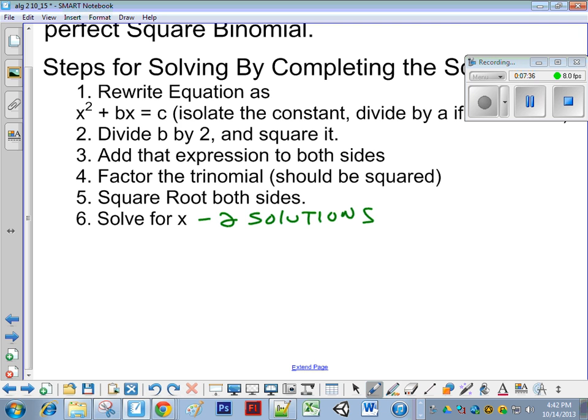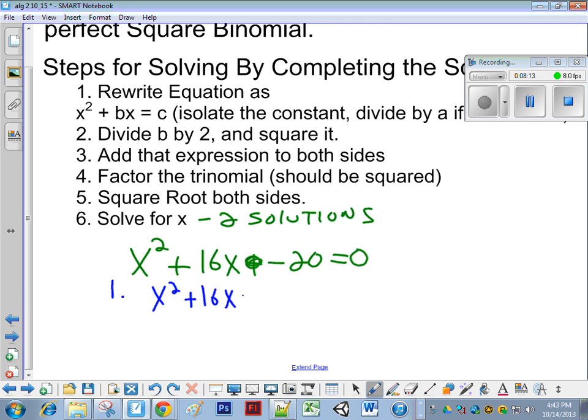So let's do a quick example. Let's say I've got this kind of function. Okay? I might have x squared plus 16x minus 20 equals 0. This might not come out pretty. So our first step is to add 20 to both sides. I'll rewrite it as x squared plus 16x equals 20.